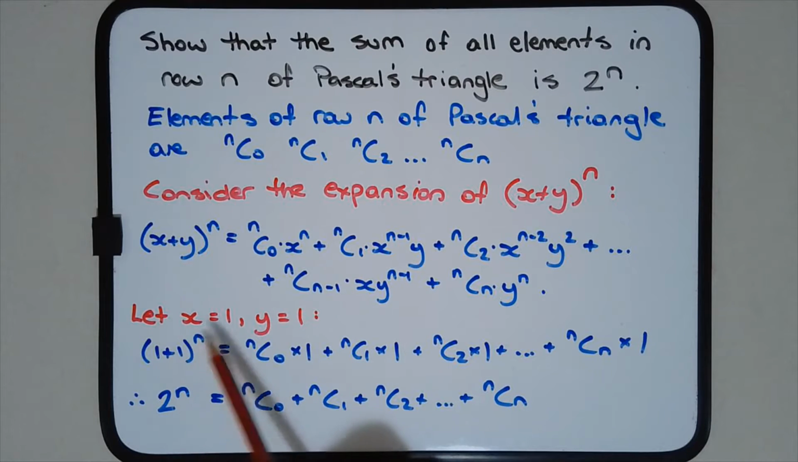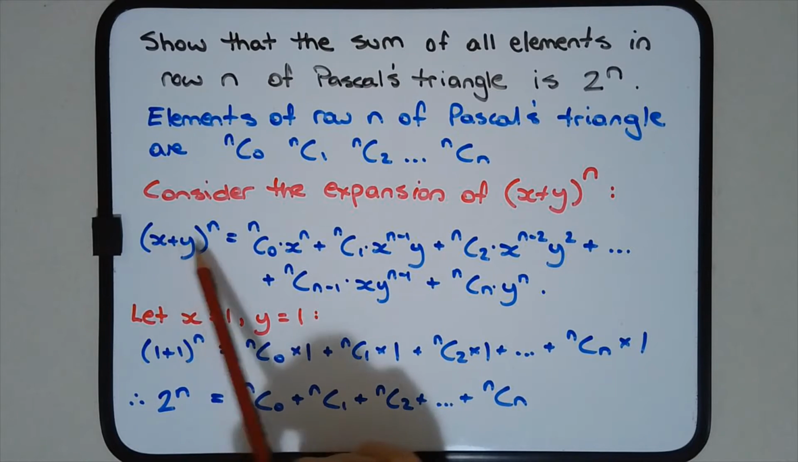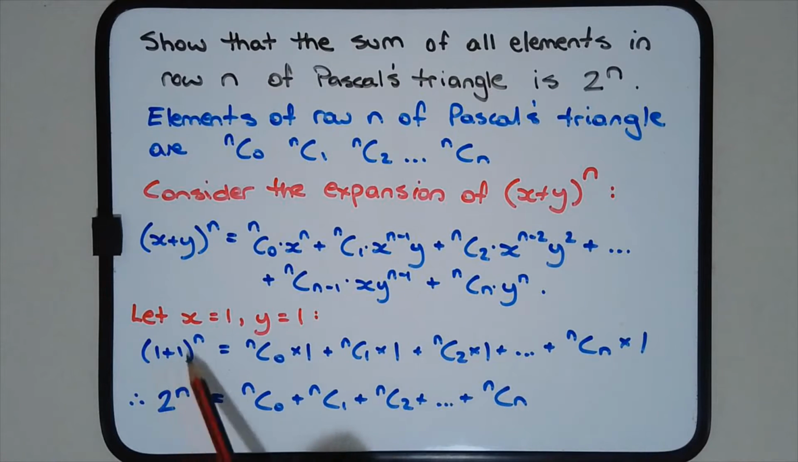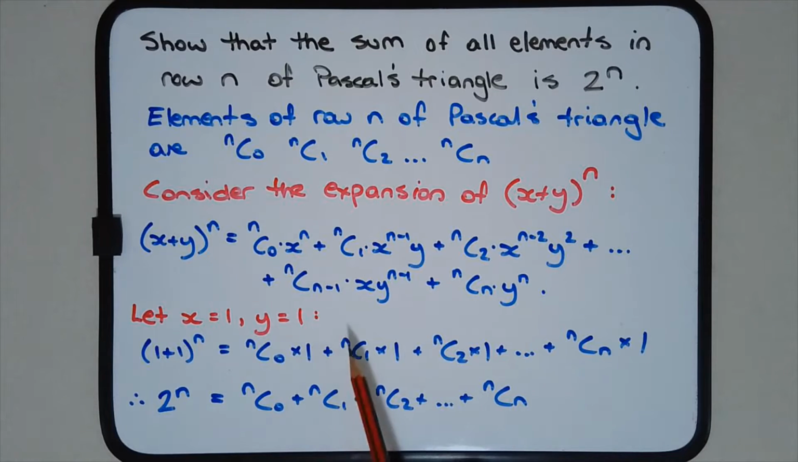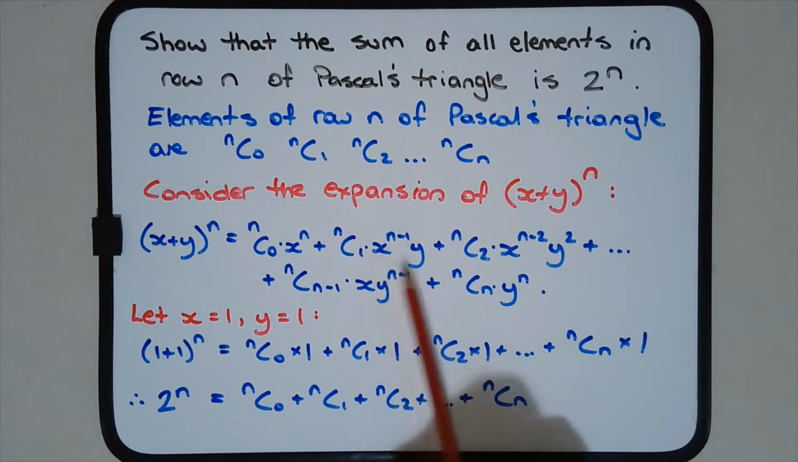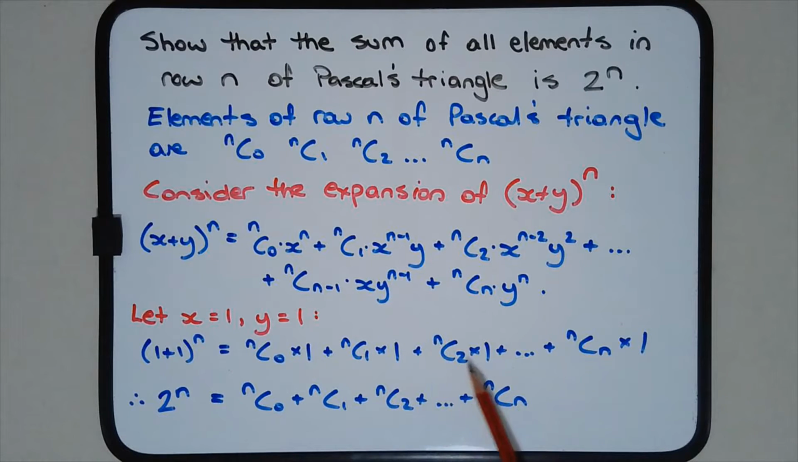Now if we let x equal 1 and y equal 1, clearly 1 plus 1 equals 2. So (1 plus 1)^n is equal to nC0 times 1, since 1 to the power of n is equal to 1, plus nC1 times 1. And if you go back to the expansion, 1 to the power of n minus 1 times 1, of course, equals 1, plus nC2 times 1, plus ... plus nCn times 1.